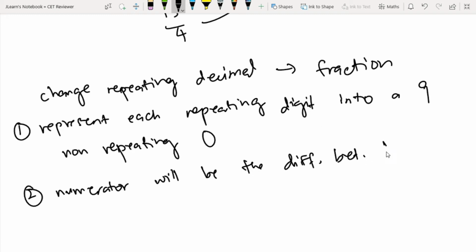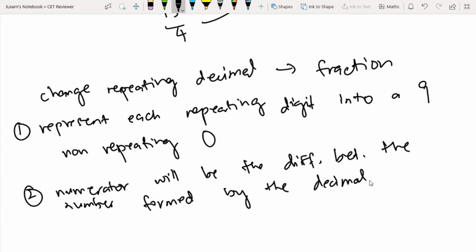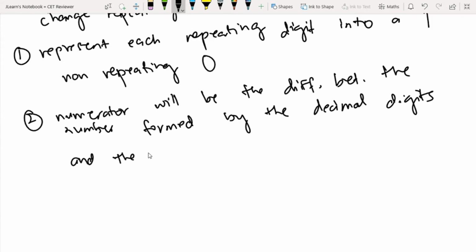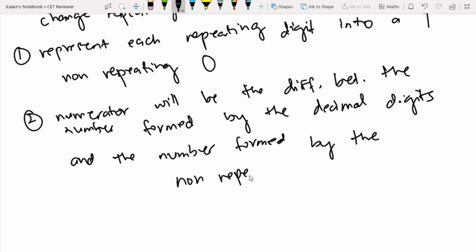And then, yung numerator, take note of this, yung numerator will be the difference between the number formed by the decimal digits and the number formed by the non-repeating digits. So medyo mahaba yung definition, no? So medyo mahaba yung steps, no? Pero I think mas maintindihan nyo better with an example.